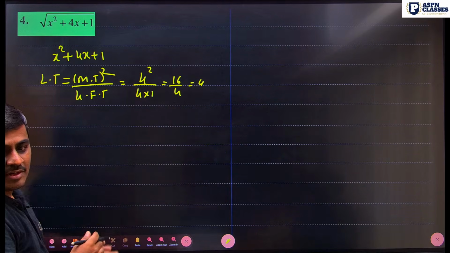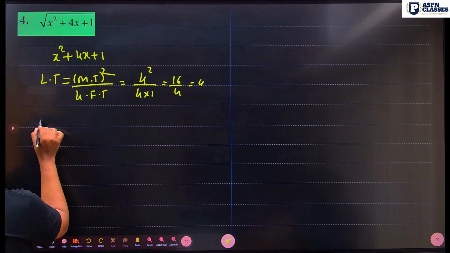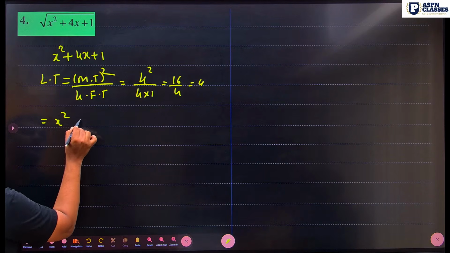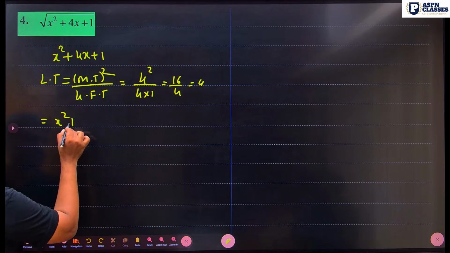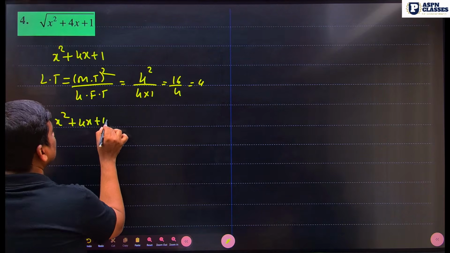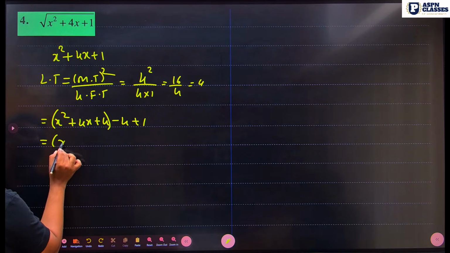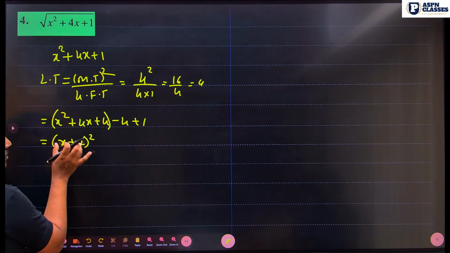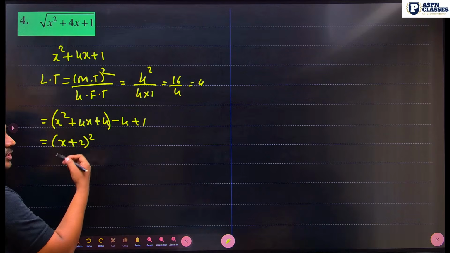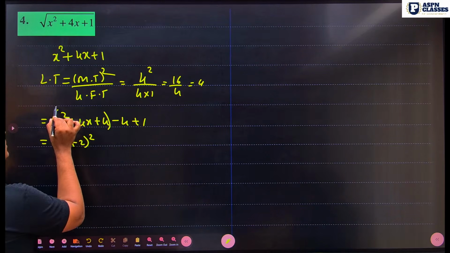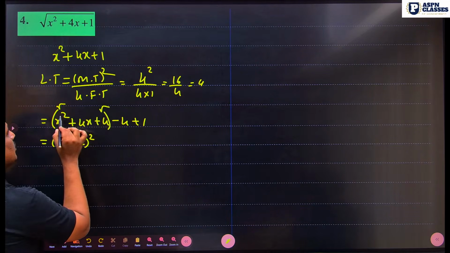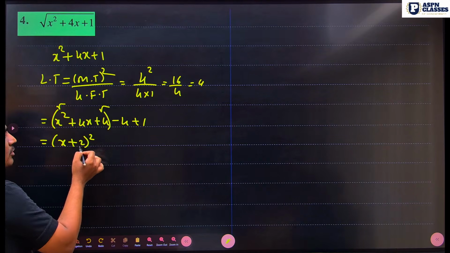Okay, so again now we are going to add or subtract. x square plus 4x plus 4 minus 4 plus 1. Now observing this result, x plus 2 whole square. So it is the a plus b whole square formula. How are we going to write this directly? It means applying the square root of the first term and last term. So square root of x square is x, square root of 4 is 2.